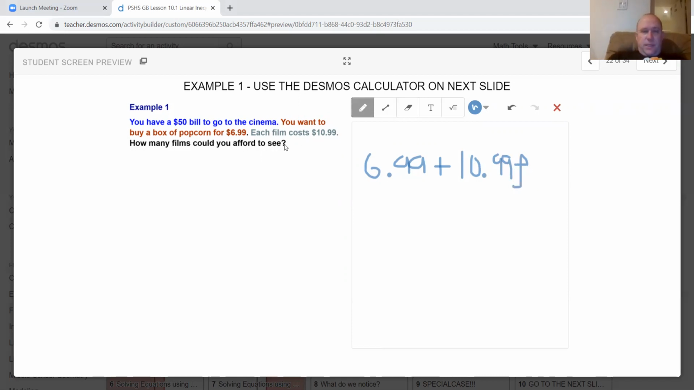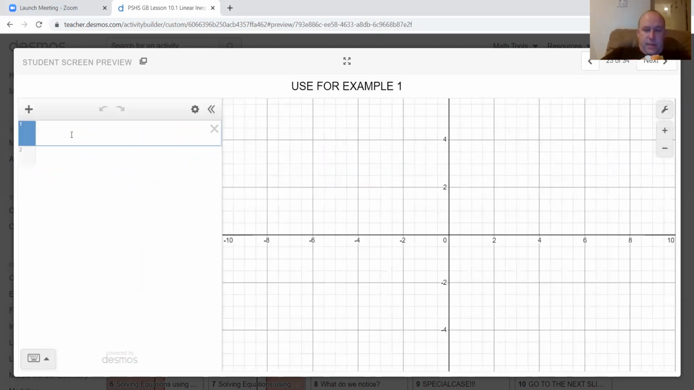How many films could you afford to see? Well, if I've got $50, this total here had better be less than $50, or it could equal $50. Otherwise, I'm going to be in trouble and I'm not going to have enough money. So that's how I set out my inequality. It says we can use the Desmos calculator on the next one, so let's do that. $6.99 plus $10.99. Now, if I put F, it's just going to say error in a minute, but we'll run with that just for now.